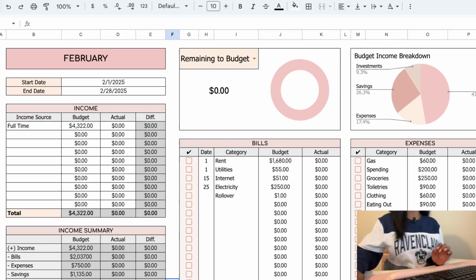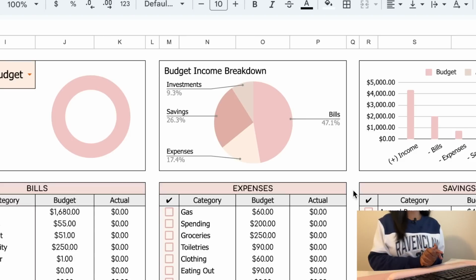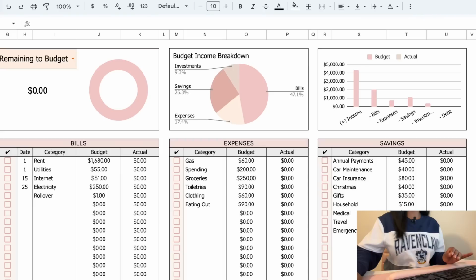And if we want to look at that in terms of a percentage, for bills, I'm rolling to about 47%, expenses at 17%, savings at 26.3%, and investments at 9.3%. So that looks good to me. I am comfortable with those percentages.